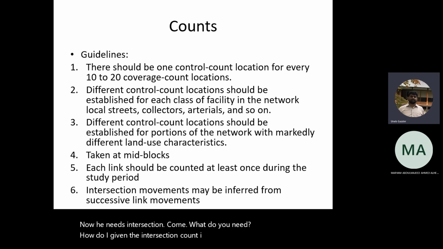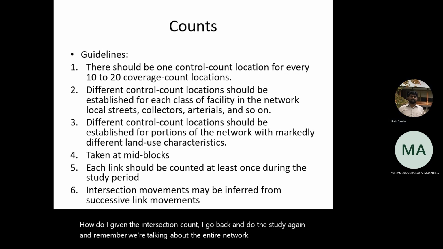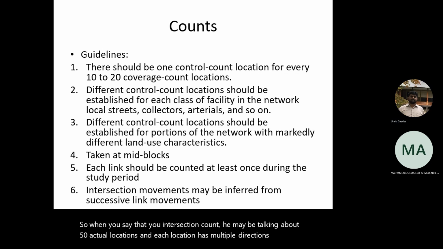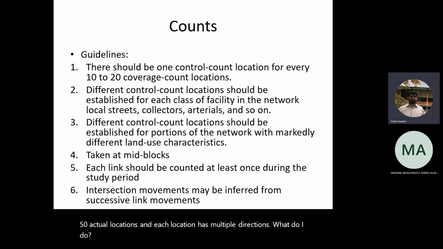I go back and do the study again. And remember, we are talking about the entire network. When he says I need the intersection count, he may be talking about 50 actual locations, and each location has multiple directions. What do I do then?